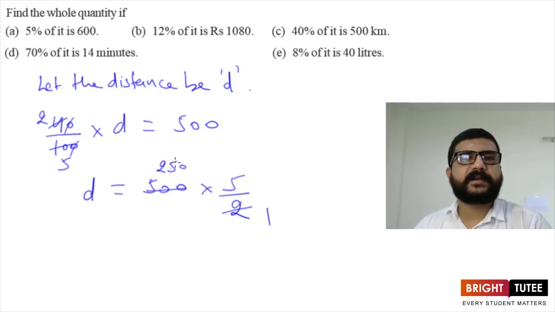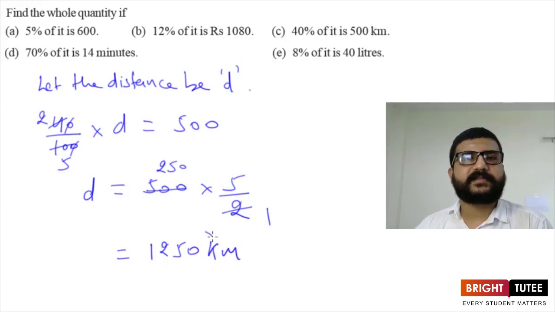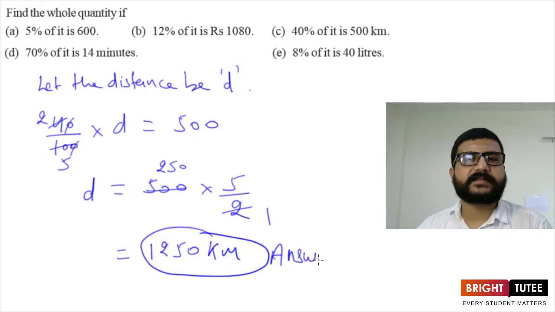So now we are having 250 into 5. So what will be this equal to? This will be 1250 kilometers. So therefore we can say 40% of 1250 kilometers is 500 kilometers. So therefore the final answer is 1250 kilometers.